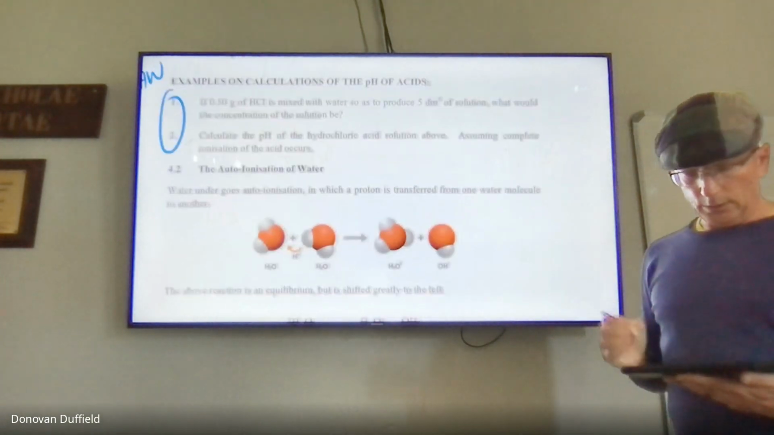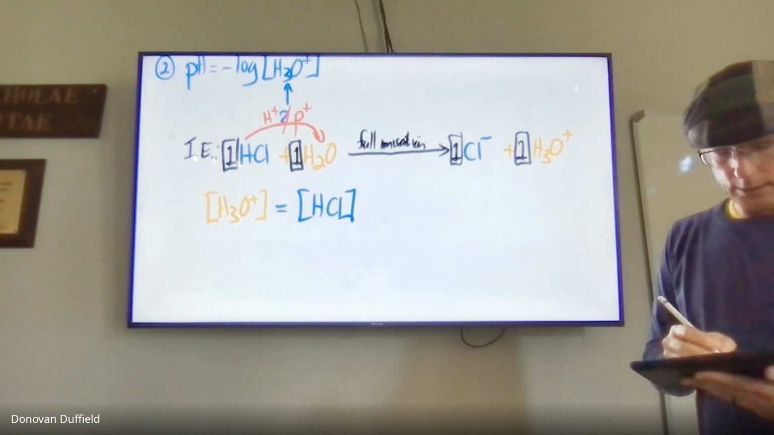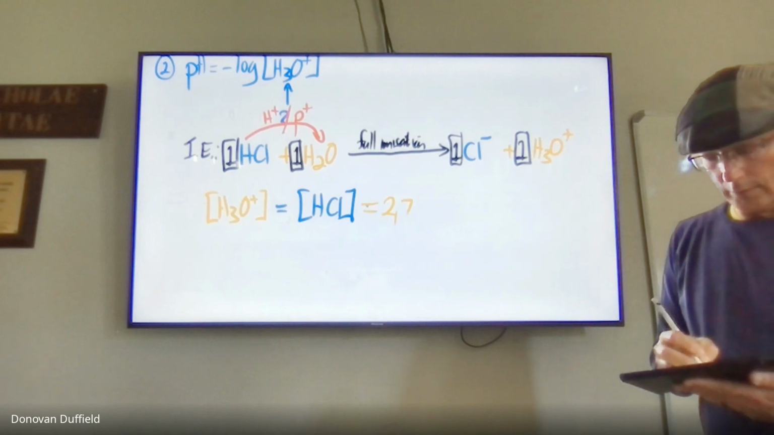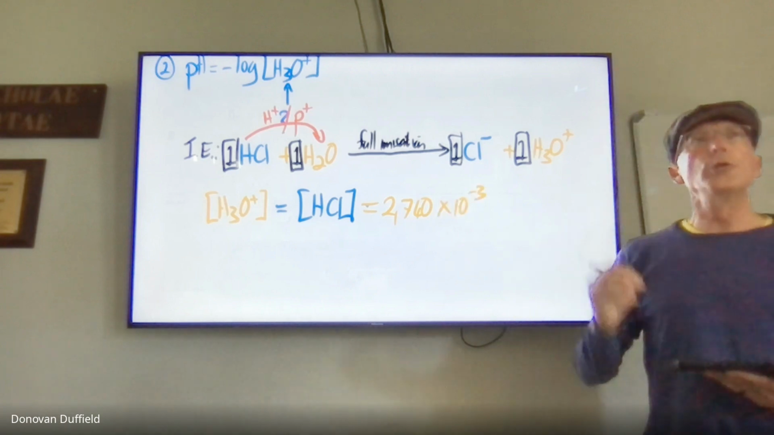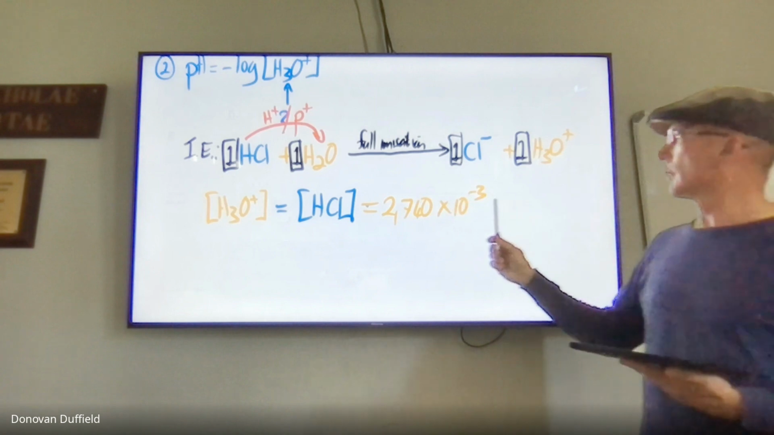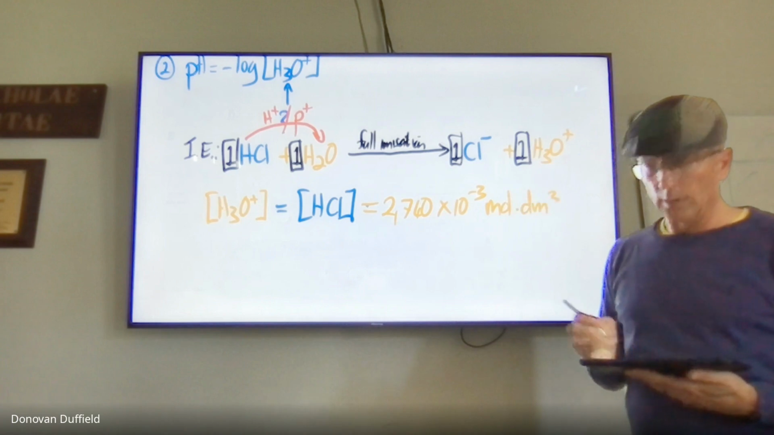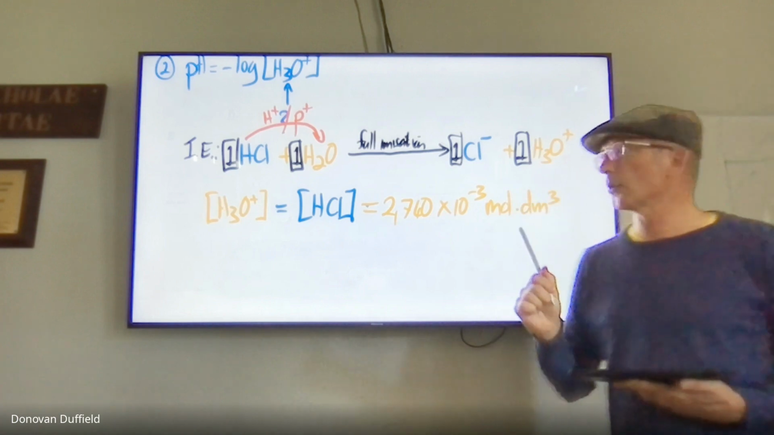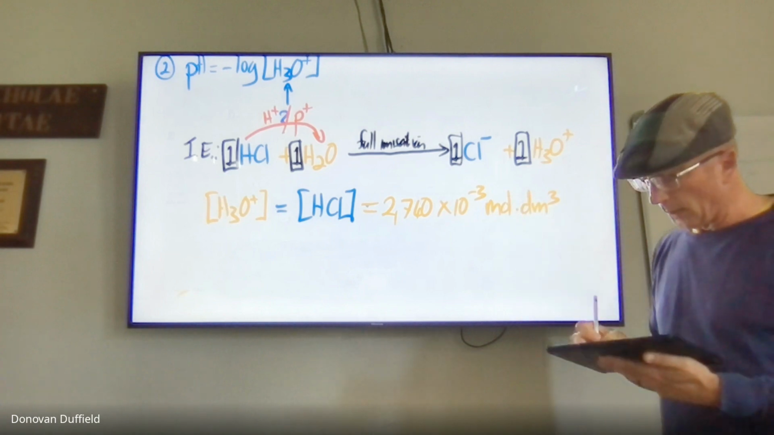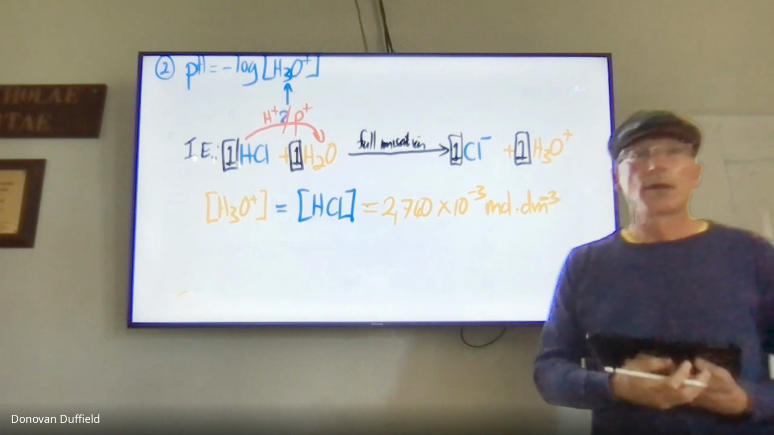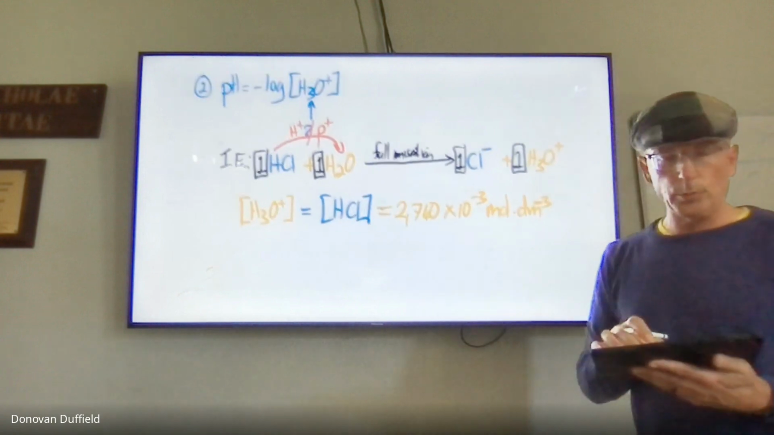So we can now say, well, okay, this is 2,740 times 10 to the -3. Be unit focused. So often learners lose marks because they'll write mole decimeter cubed. No, it's not mole decimeter cubed, it's mole per decimeter cubed. So either you have a line there or you put a negative sign in front of the 3. So now that we have that, we can work out the pH.